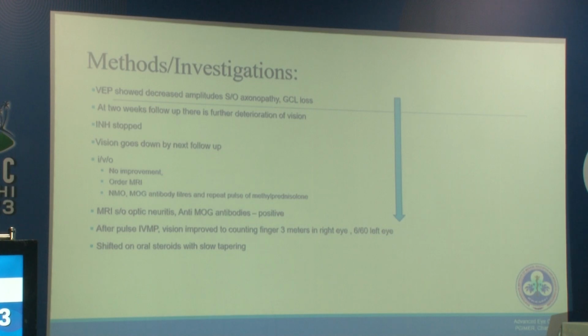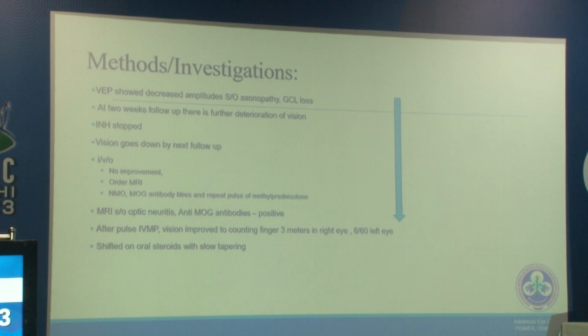Now, at 2 weeks further, we had stopped ethambutol, but there is further deterioration of vision. Now we stop INH here. But again, she presents because we're having a close follow-up. At the next close follow-up, the vision goes down. Now, because she has no improvement, obviously we have to order an MRI. We order the NMO-MOG antibody titers and repeat the pulse methylprednisolone. After a few days, after getting 5 doses of methylprednisolone, there is some improvement.